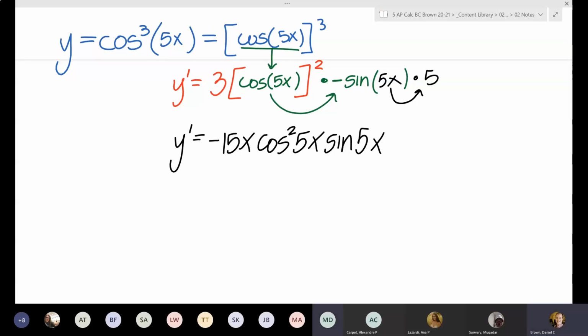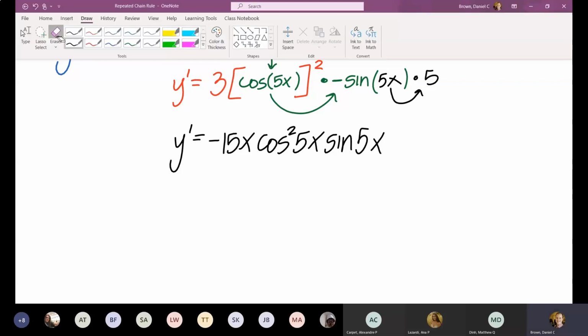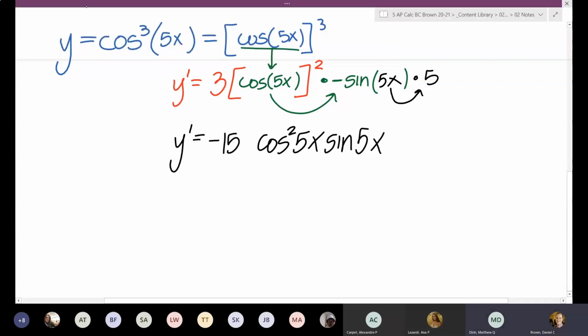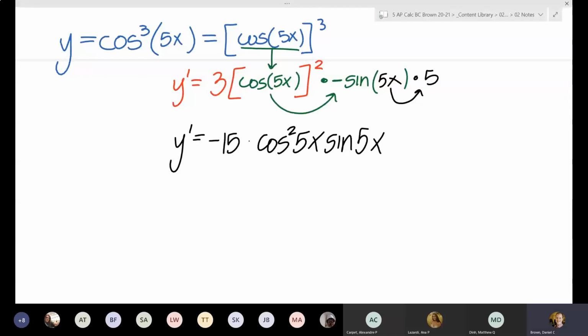Questions? Wait, where'd the x in front of the negative 15 come from? I don't know. It's not there. It's just negative 15. Thanks, Matthew. Any questions on that now that I fixed it?